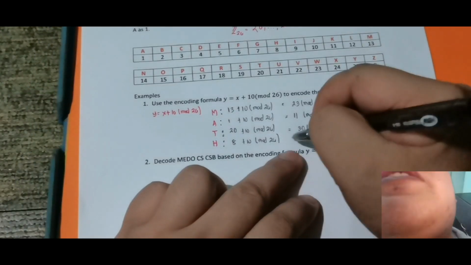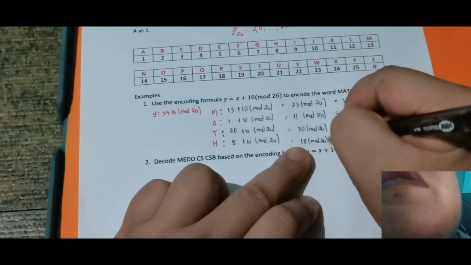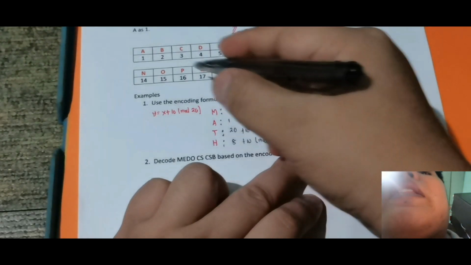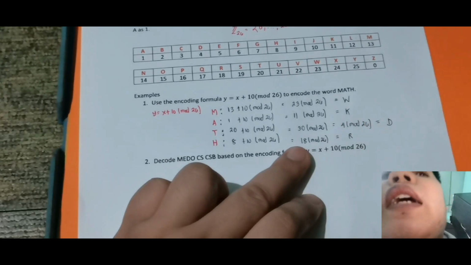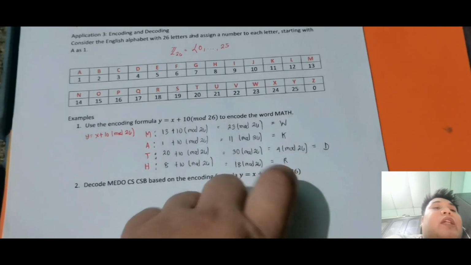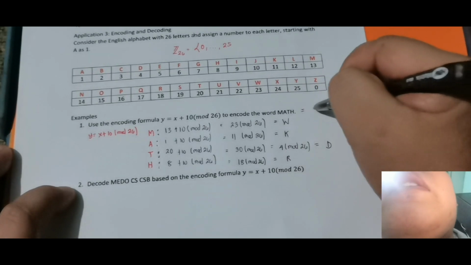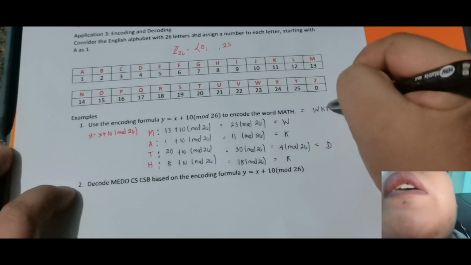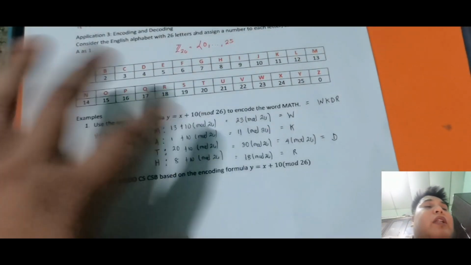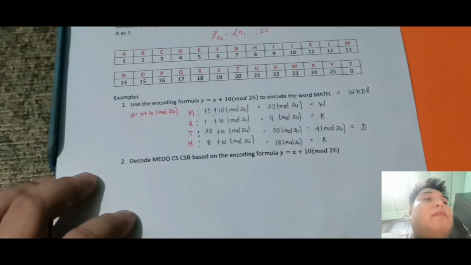Then, lastly, 8 plus 10, that is 18. Less than naman siya sa 26, so this is just simply 18 mod 26. So, this is just equal sa pang-18th letter natin, that is simply R. Okay, so meaning, pag in-encode natin yung word na mat, ang makikita natin na word is WKDR. Hindi ko alam kung ano yan, pero ayun yung sagot natin. Okay, so ganun siya kasimple guys.